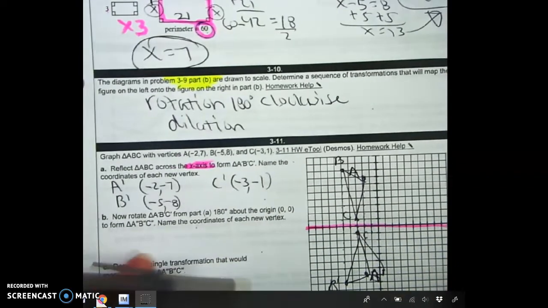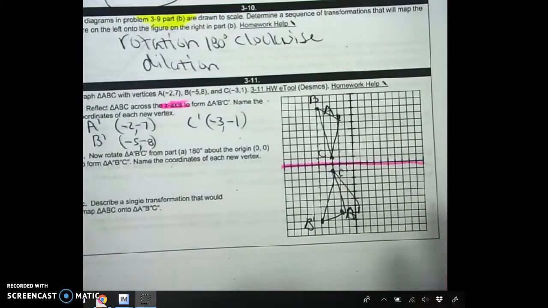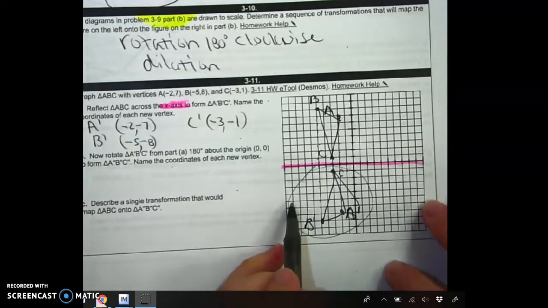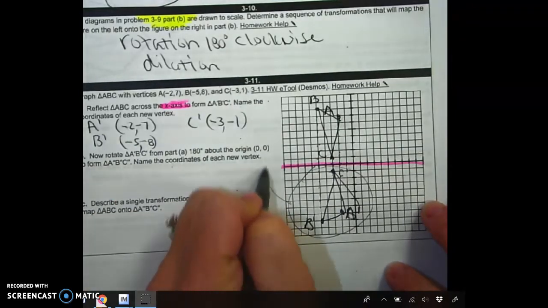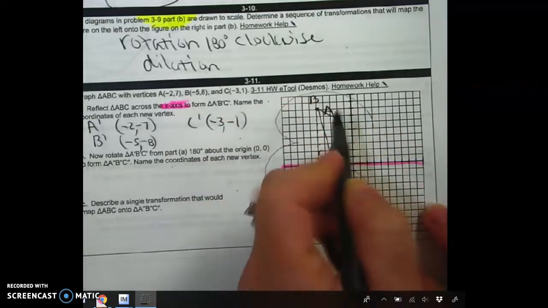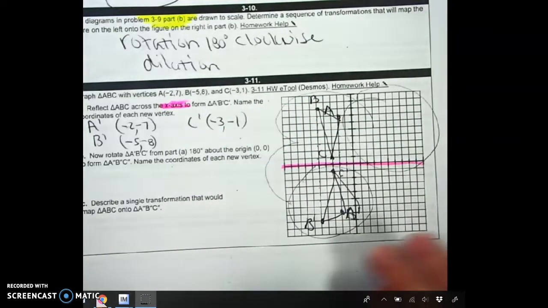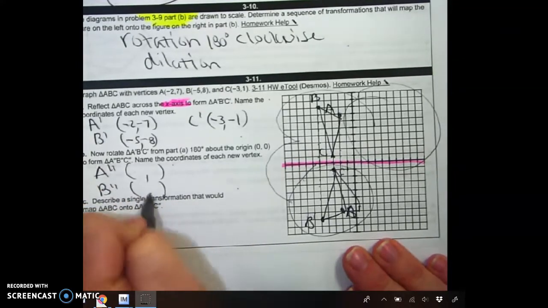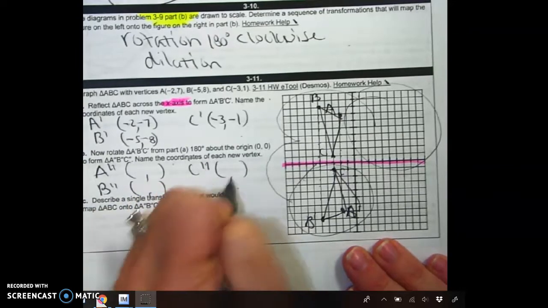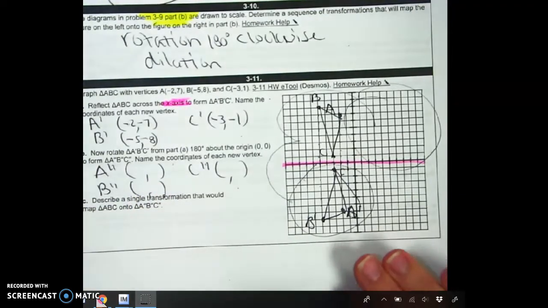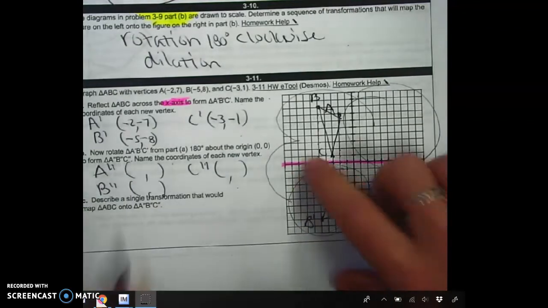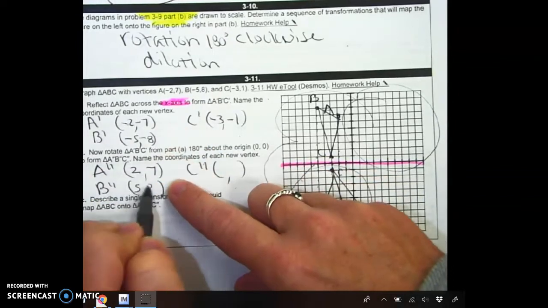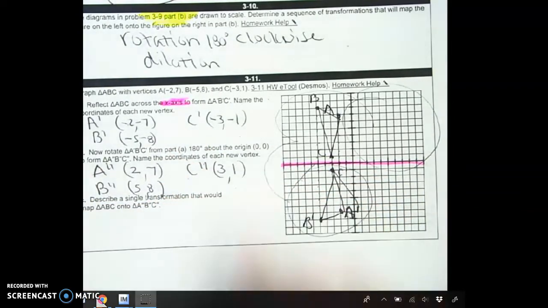Now what they want you to do is rotate this 180 degrees. So this would be 90 degrees, and then one more time is 180. It's going to end up in this quadrant right here, which means every single one of these has got to be positive. So I'm going to use some logic here: 2, 7, 5, 8, 3, 1.